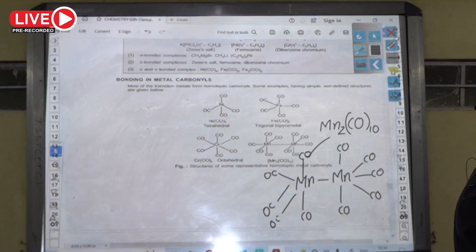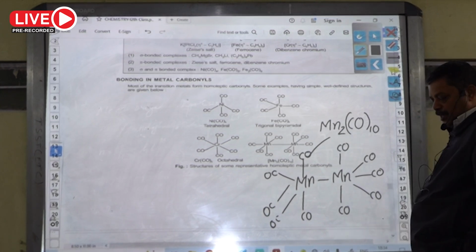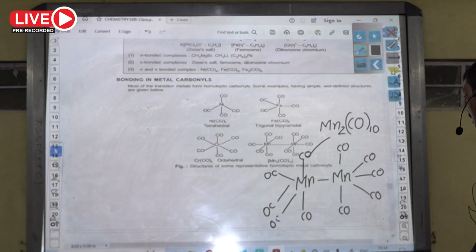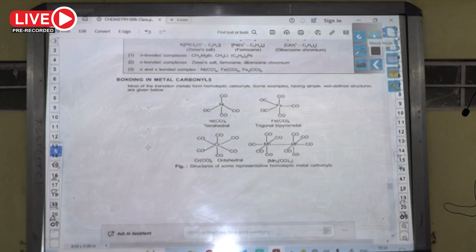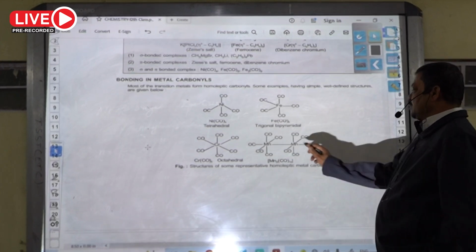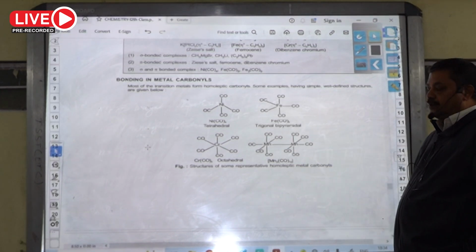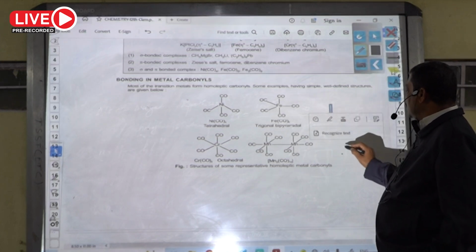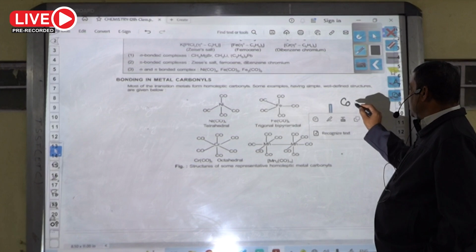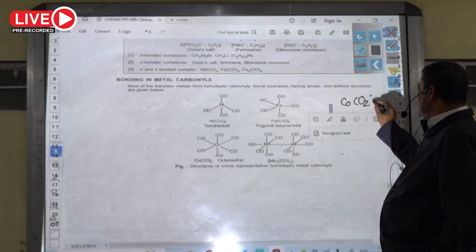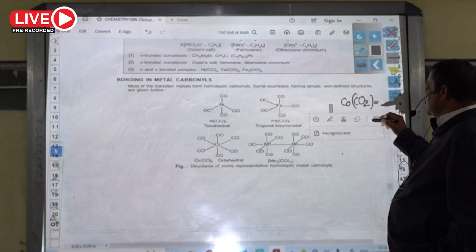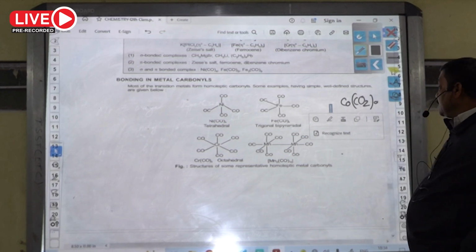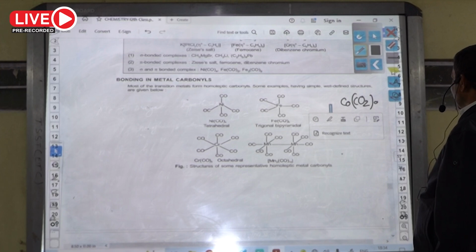Mn2(CO)10. There is one more bridged binuclear complex, with two metal atoms bridged. I think this is CO, CO2. No, not CO. CO2. No, that is wrong, what I wrote.